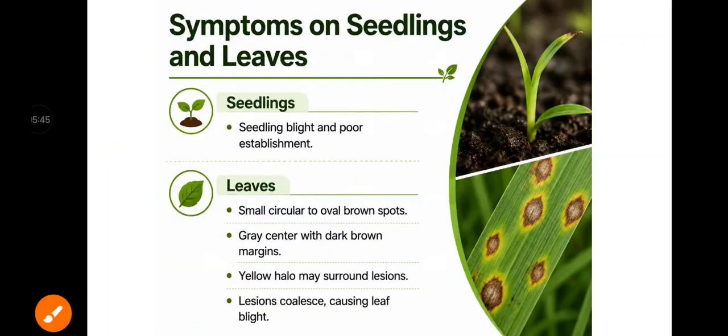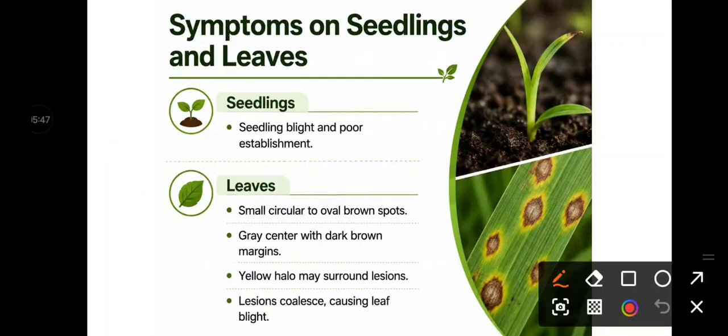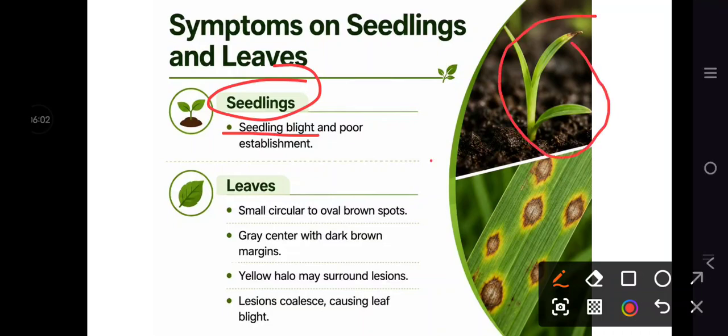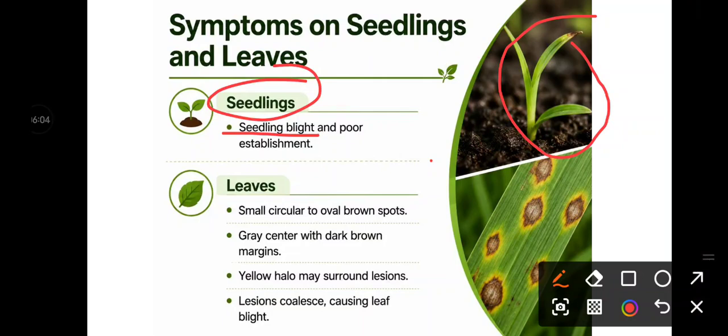Next, the symptoms. It affects most of the aerial parts. First, on seedlings, it causes seedling blight because of early infection. Because the seedling is weaker, if the infection occurs early, it leads to poor establishment of the seedling as well as seedling blight, a total blighting of the seedling.